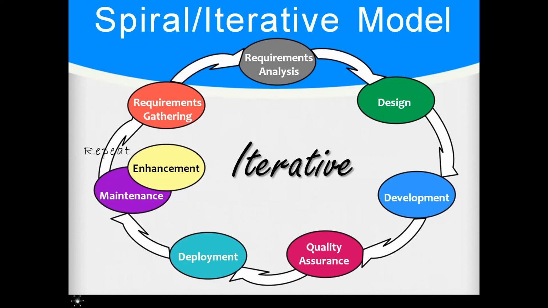Then this is the spiral iterative model. Can we see this? Yes, we can. So who can tell me what makes it different from waterfall with this diagram? It has a circular kind of movement. A cycle.